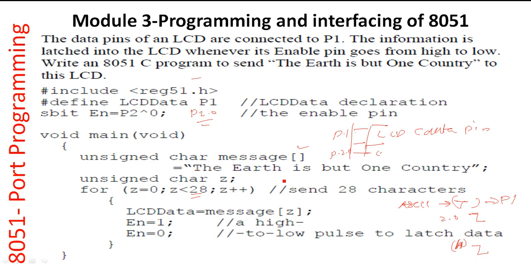Again, next we will send the ASCII value for Z equal to 2. Then message of 2 will be E. Then we will write high to low. Every time each character is sent to port 1, P2.0 will make a high to low. That high to low takes the data from our port to the register inside our LCD. Not only that, for the data character to be displayed on our LCD, we need to write a few more pulses.